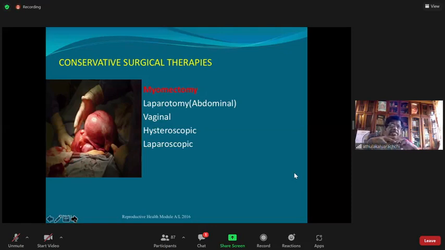Or you can nowadays select your cases. Remember, select your cases, and in selected cases, you can do the removal of the fibroids laparoscopically. Okay. Then, if the fibroids are not like this, outside the abdominal cavity, but are projecting down and still in the pelvic cavity, you can approach it vaginally sometimes and do a vaginal myomectomy.